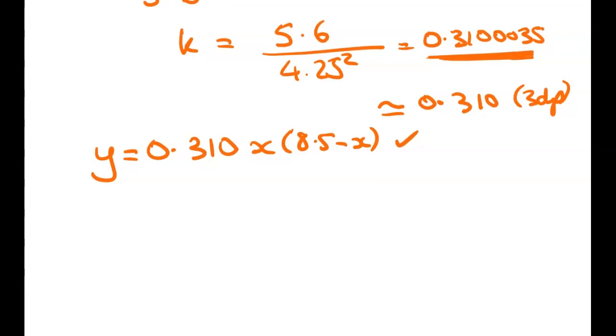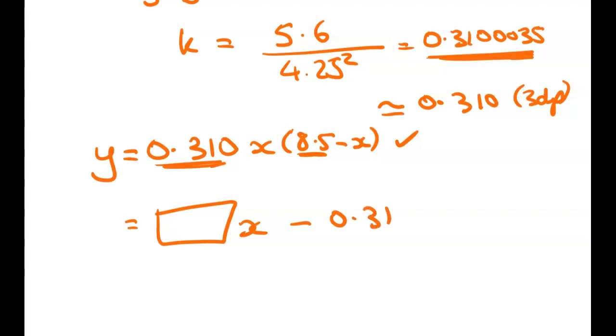The other thing you could do with that is you could expand it out. And now I haven't done this on my calculator before, and I've put my calculator upstairs. Okay, 8.5 times 0.310 is whatever number that is, x minus 0.310x squared.